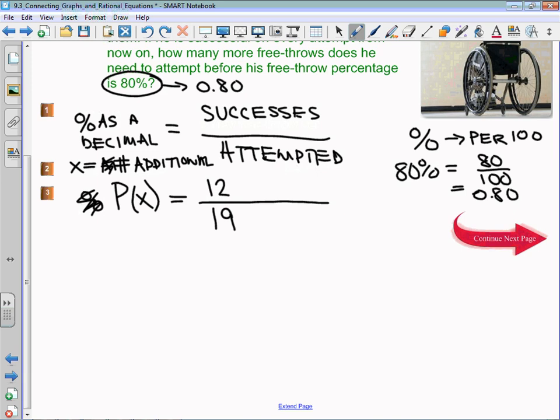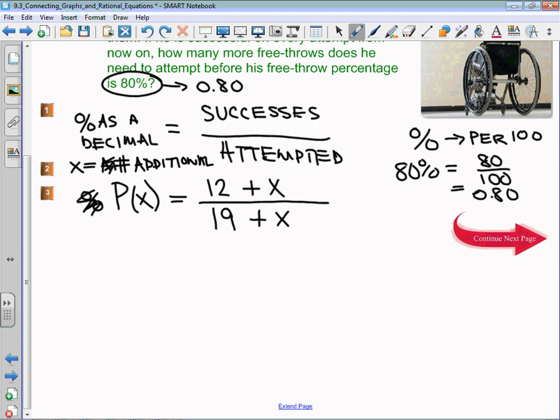Now, what that means is that he's going to continue to shoot. So his attempts are going to go up. So we're going to add X to the denominator. But because he's successful on every single free throw from now on, I'm also going to add X in the numerator. Now, that's really important, that when we look at that equation, it makes sense if he's making every single free throw from now on.